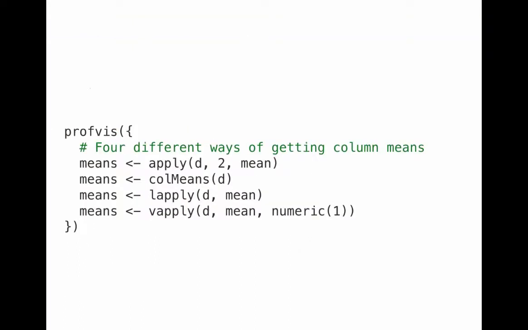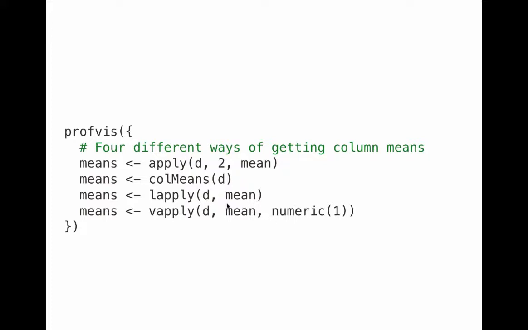So here's one way that we can do it. We can just find some other ways of doing this and then run Profvis on them. So here's 4 ways of doing it. The first was to apply the mean function using the apply function. The next is to do column means. There is a built-in function in R for taking column means, and it seems like that should be pretty fast, right? If there's a specialized function for that. And there's 2 other ways that we're going to do here using lapply and vapply.